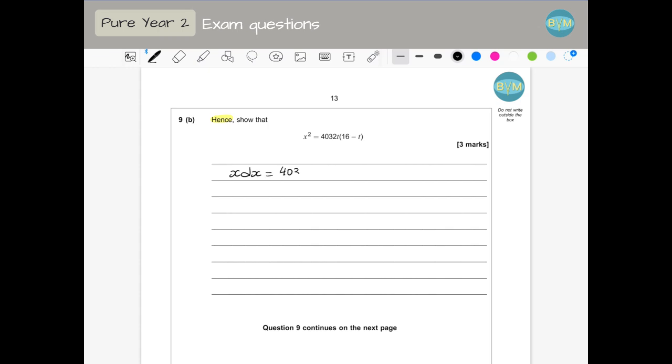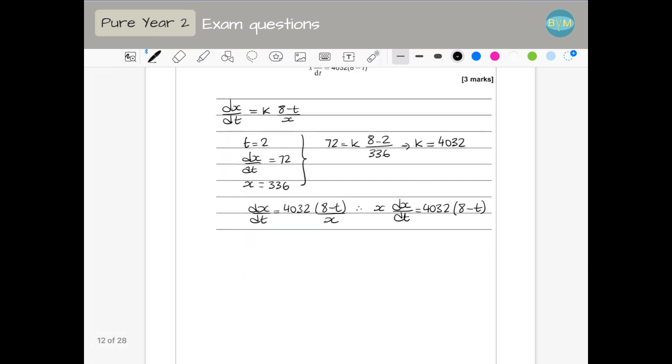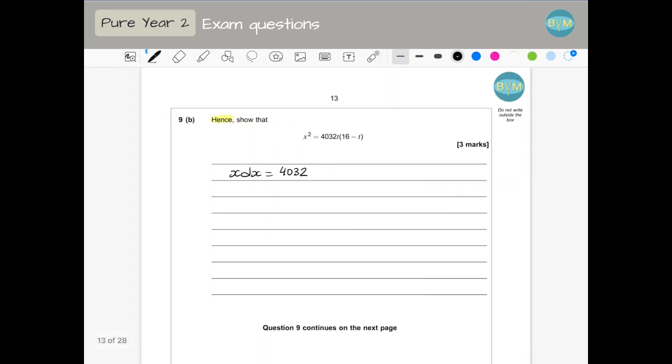equal to 4032 times 8 minus t dt. And I'm going to integrate this expression and this expression. I can write the constant inside or outside the integral. Integral of x dx is x squared divided by 2. Then I have 4032 times the integral of 8, which is 8t. Integral of t is t squared divided by 2. And then I will have a constant of integration.